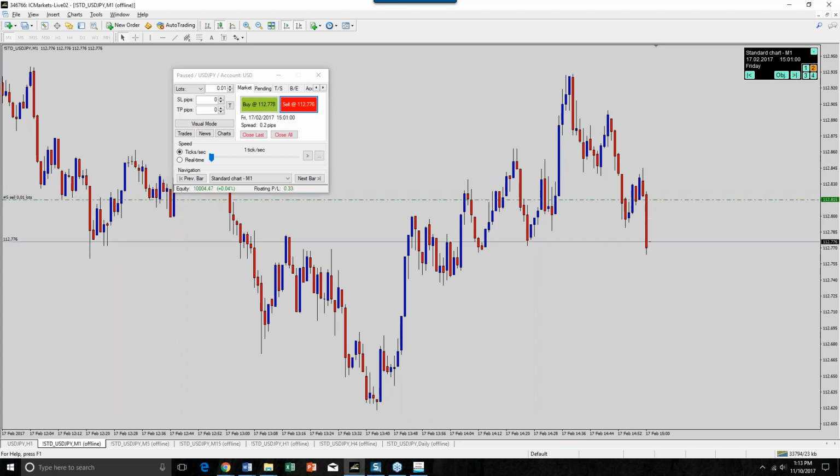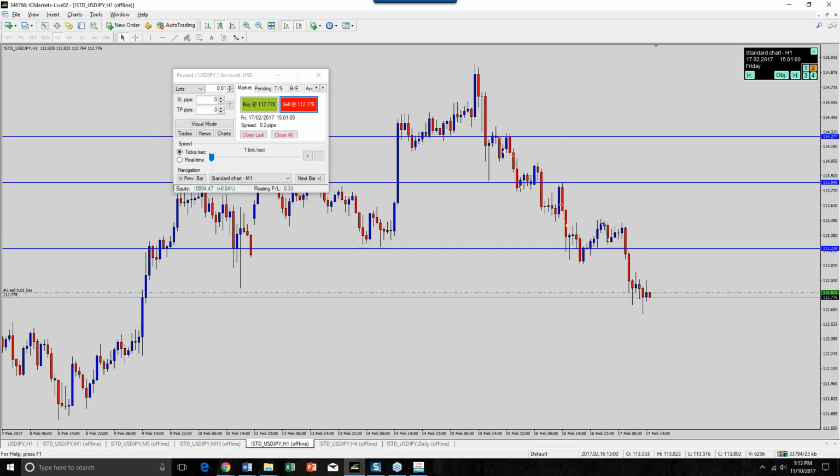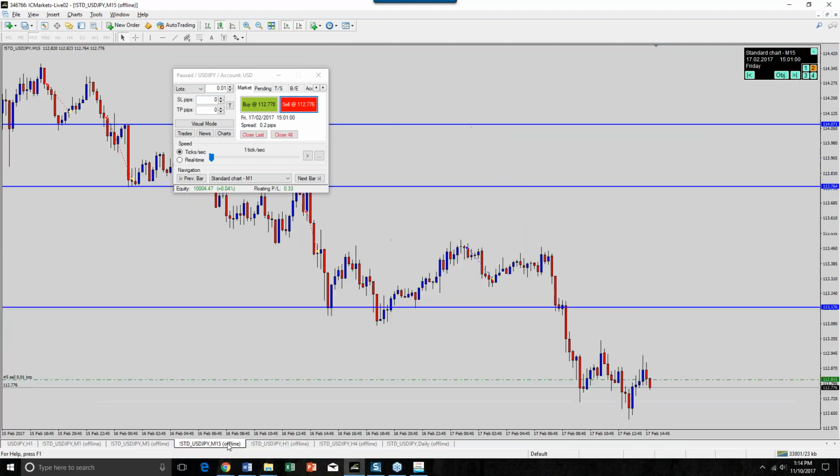And there we go. So you can see right away, what am I going for? I'm going for that wick fill. I want this whole wick being filled. So let's see if we can get it. And I'll jump into the 15-minute.